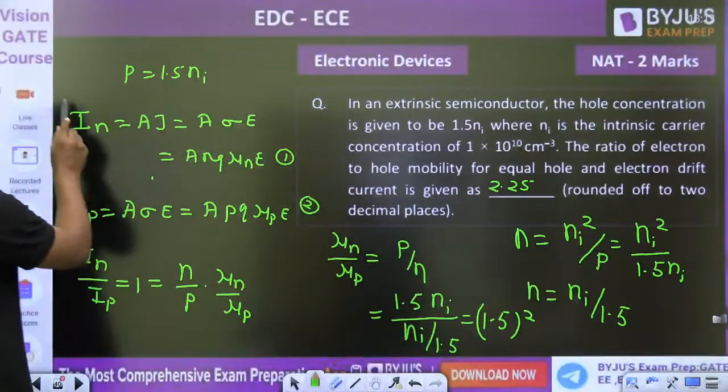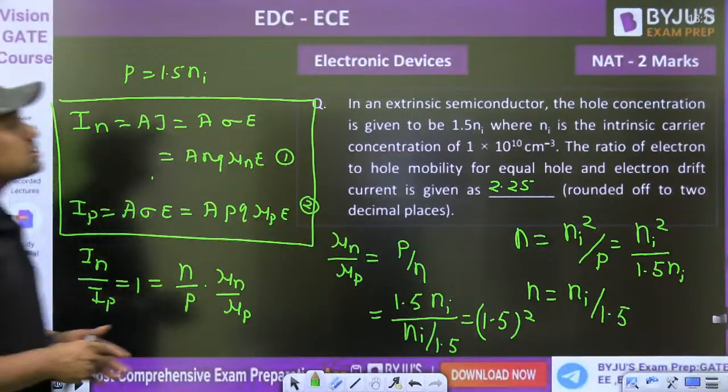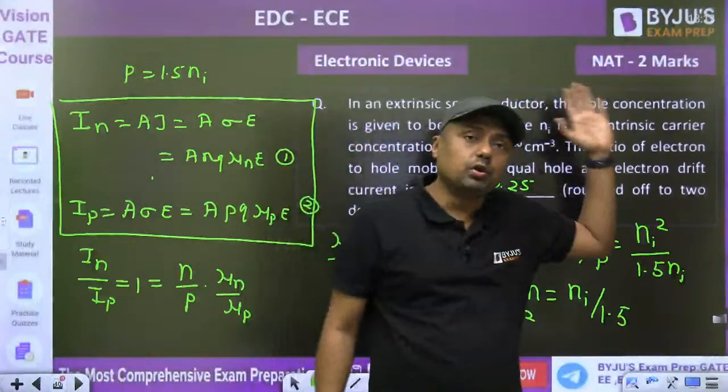You have to use the formula for the drift current only. It is a 2-mark numerical answer type question in 2023, guys.